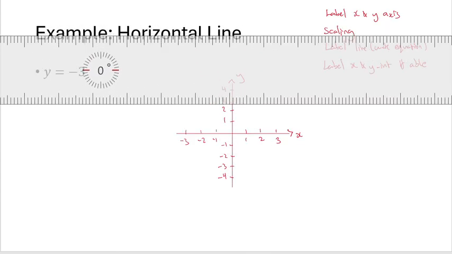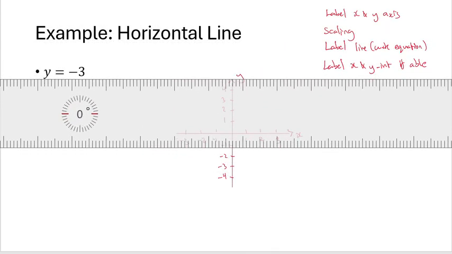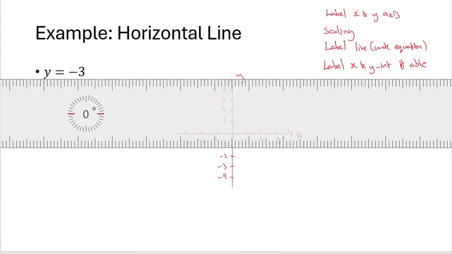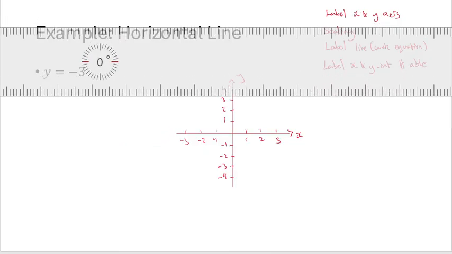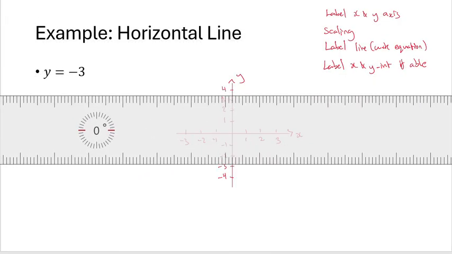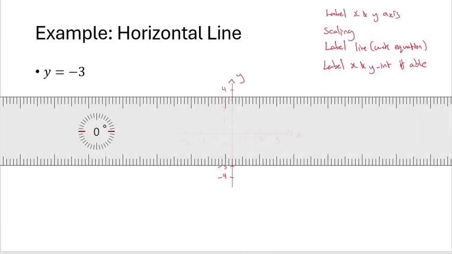All right, next thing, once we have scaled it, let's just draw a line, y equals -3. Since c is -3, I just need to find where -3 is on the y-axis. We can see that it's right here. And then once you've lined up your ruler, you just draw a line across.